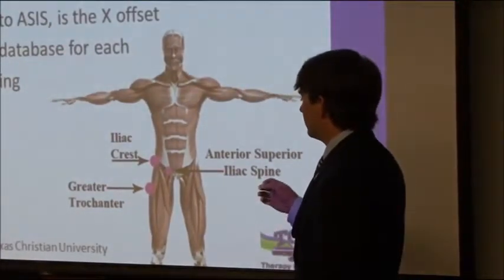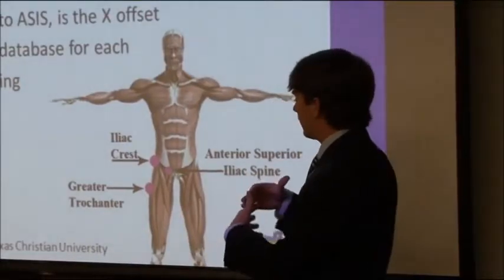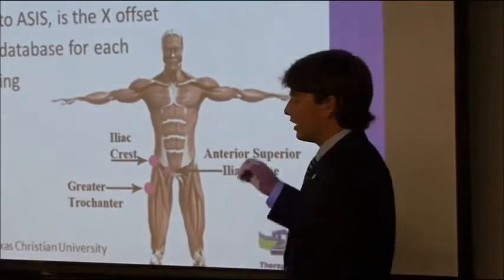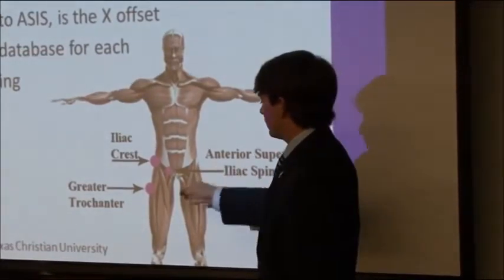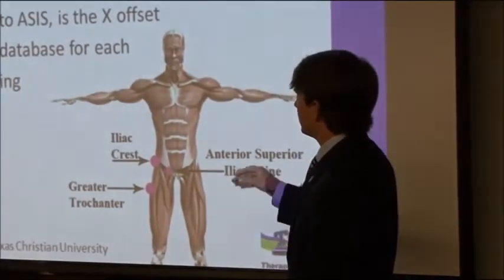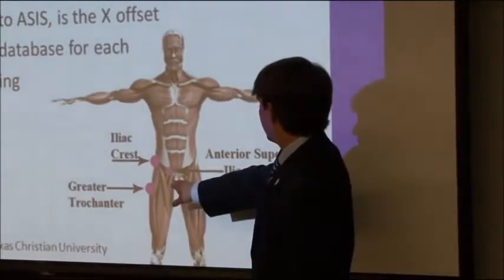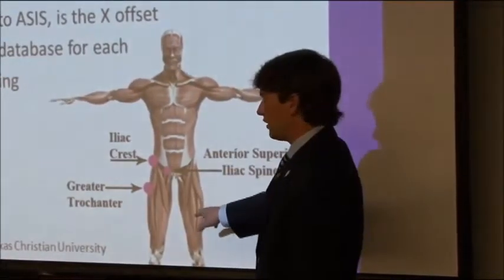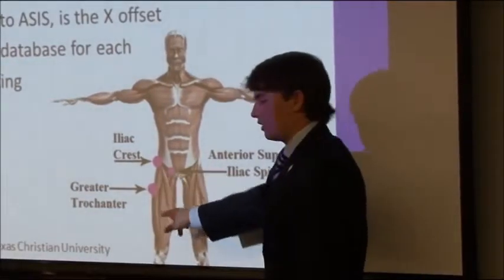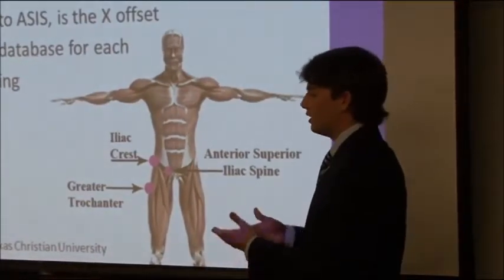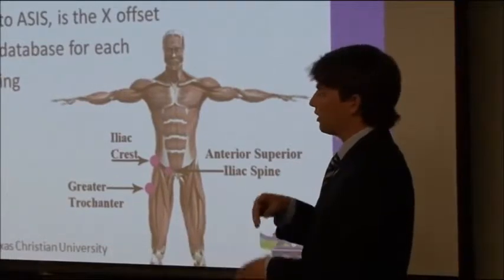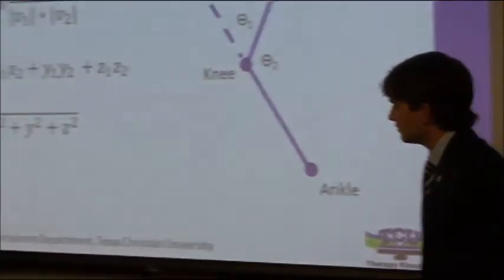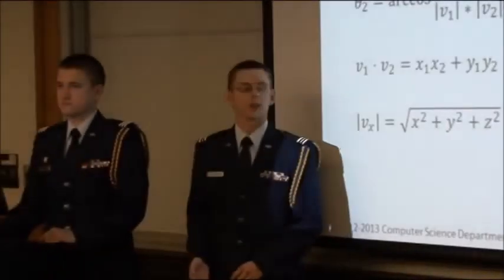Now, in order to change what we're looking at from what the Kinect sees to what the therapists use, we need to get an X offset and a Y offset to change the coordinates to be what we want to see here. So in order to get those offsets, we get the X distance from the ASIS to the iliac crest, and then we get the Y offset from the iliac crest to the greater trochanter. With these offsets, we're able to move the joint down there, and we store these measurements in the database for future use. In order to get these calculations, we had to do some vector mathematics.